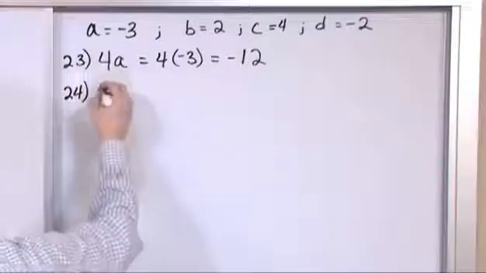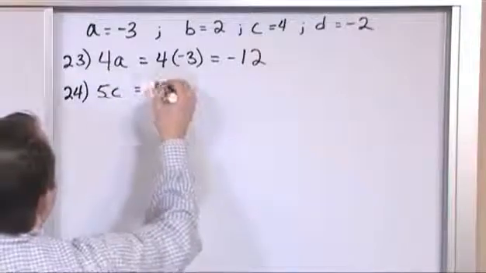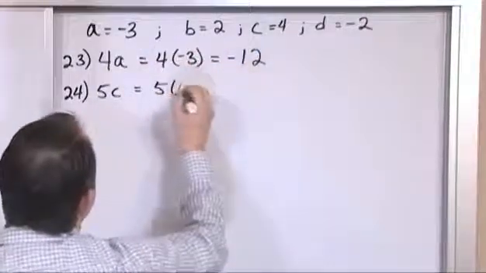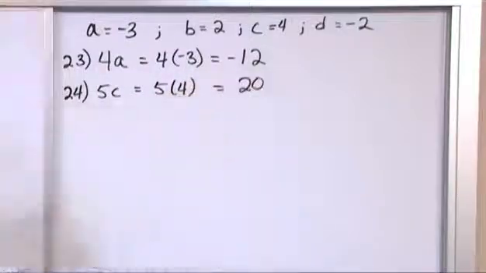Okay, 24. Let's say 5c, or 5 times c. So what we would have is 5 times, here's c over here, which is 4. 5 times 4 gives you 20, and the sign is positive because they're both the same sign.